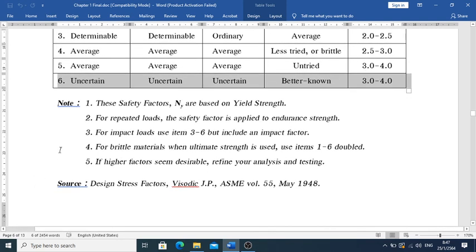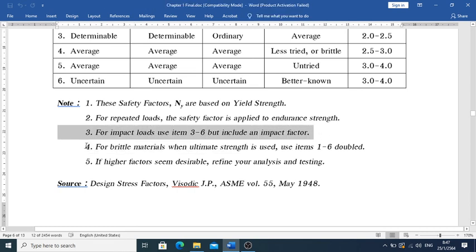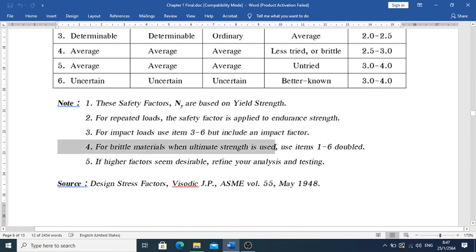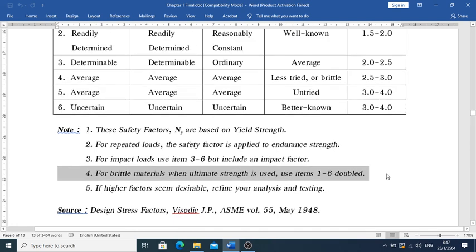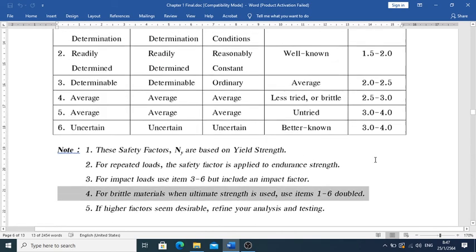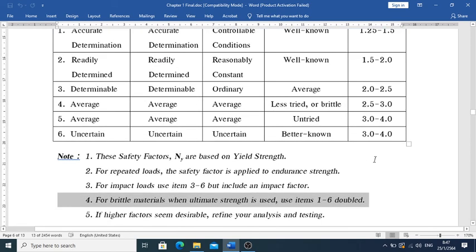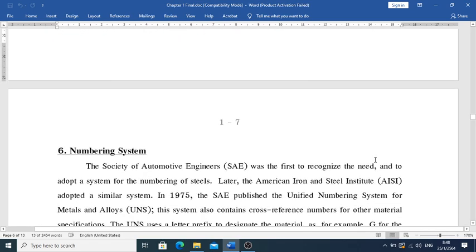And number 3, for note C, if there is an impact factor, use the impact factor and add more. And number 4, for brittle material, for numbers 1 to 6, if you use sigma u there, you just double the figure. This is the reference I always use. It's very dangerous, so if you doubt it, just use more safety factor. This is the reference.